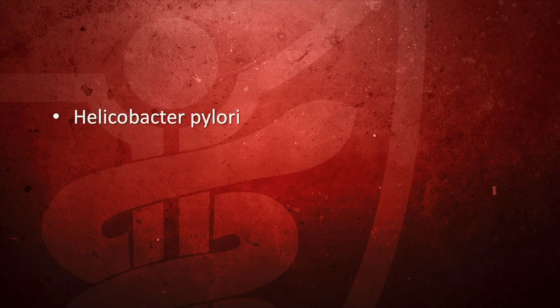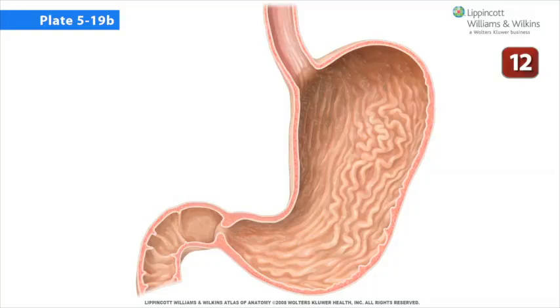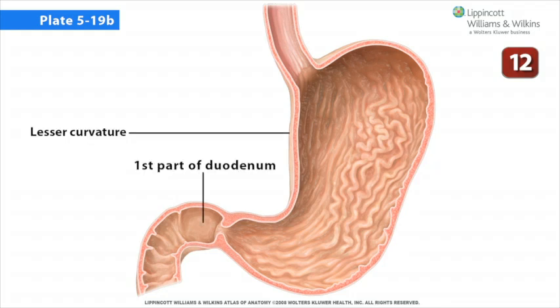Now, 2 common causes for peptic ulcers are the bacterium Helicobacter pylori and also non-steroidal anti-inflammatory drugs, or NSAIDs, things like ibuprofen or naproxen. There are certain anatomical sites that you should be aware of where peptic ulcers most often occur. They occur most commonly in the lesser curvature of the stomach and also the first part of the duodenum, so be sure you know that.